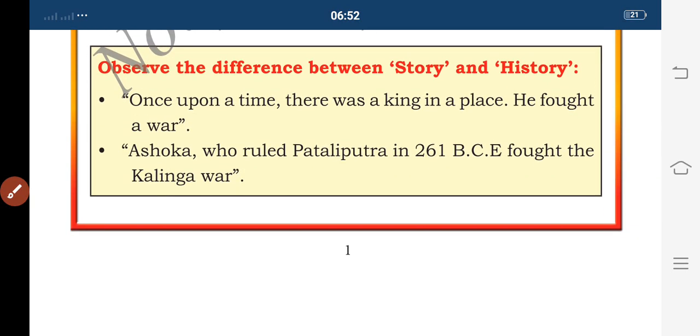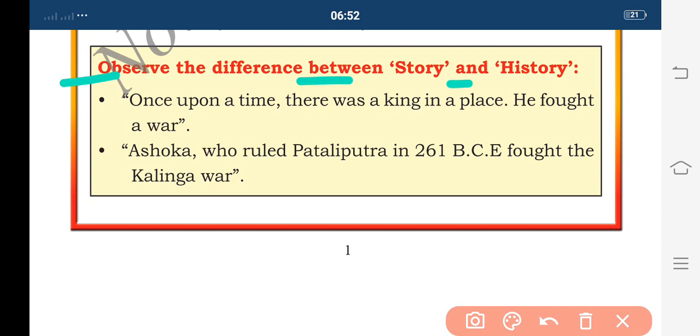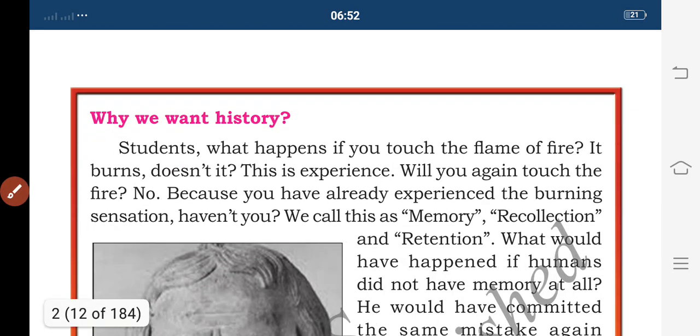Okay, see, observe the difference between story and history. What is the difference between story and history? See, once upon a time, there was a king in a place. He fought a war. Ashoka ruled Pataliputra in 261 BC. He fought the Kalinga War. Okay.